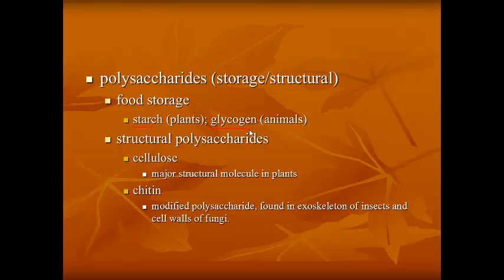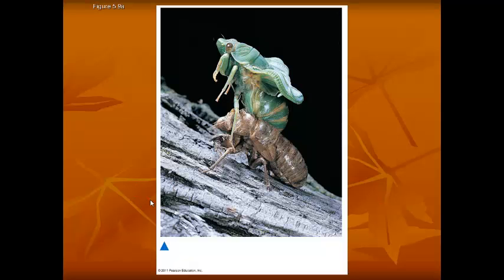There are also a couple structural polysaccharides. One is cellulose. That's the major structural polysaccharide in plants. It's what makes plant cell walls. Insects in their exoskeleton and in the cell walls of fungi have a modified polysaccharide called chitin. Here you see an insect molting, shedding its exoskeleton, and this exoskeleton here is primarily made up of chitin.